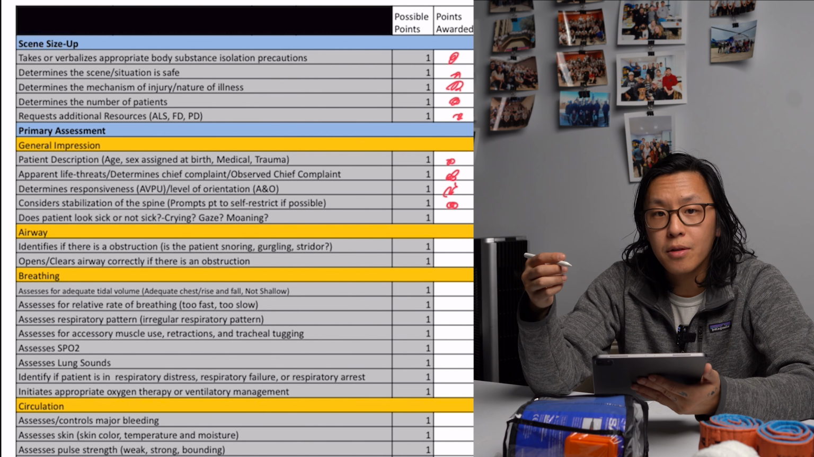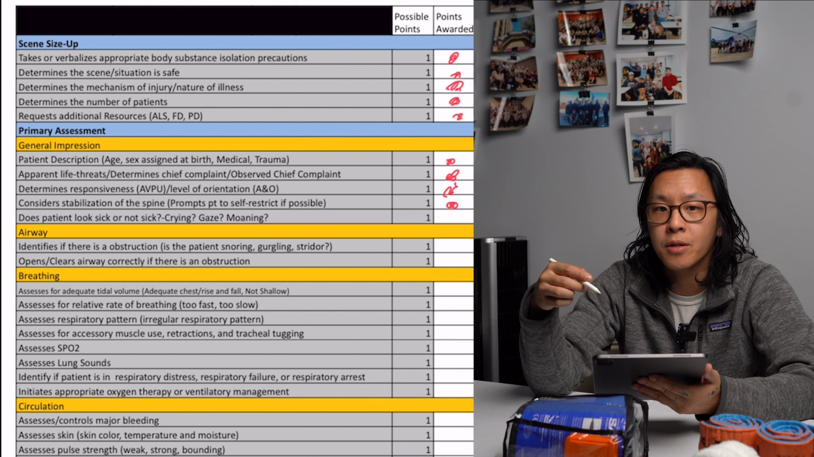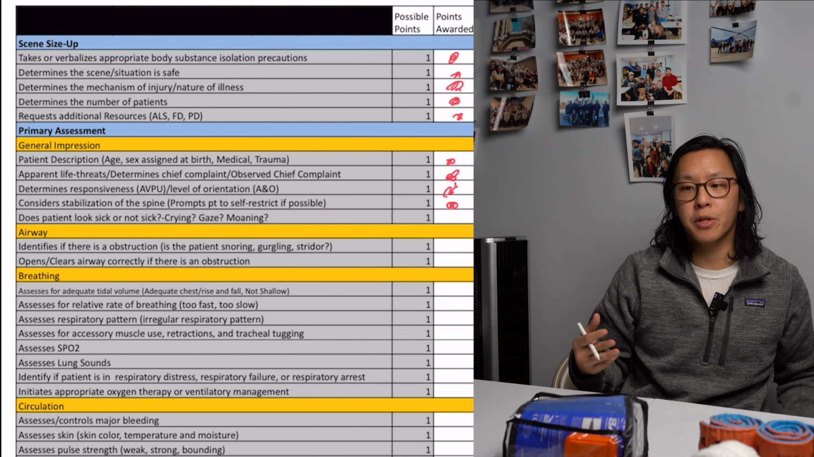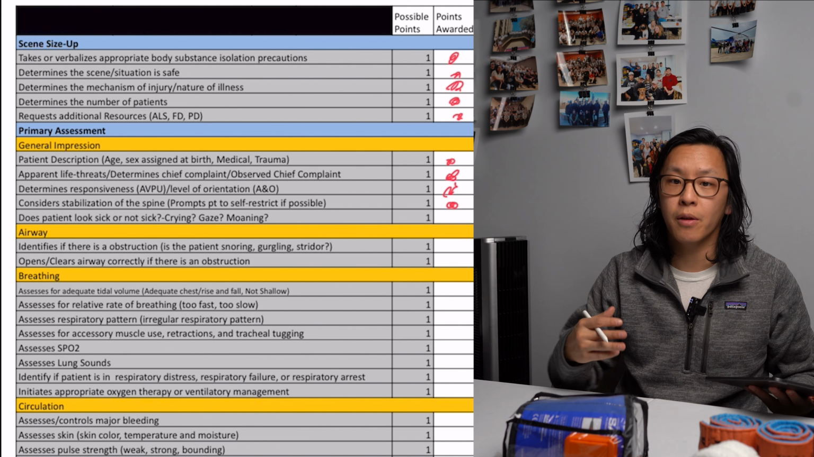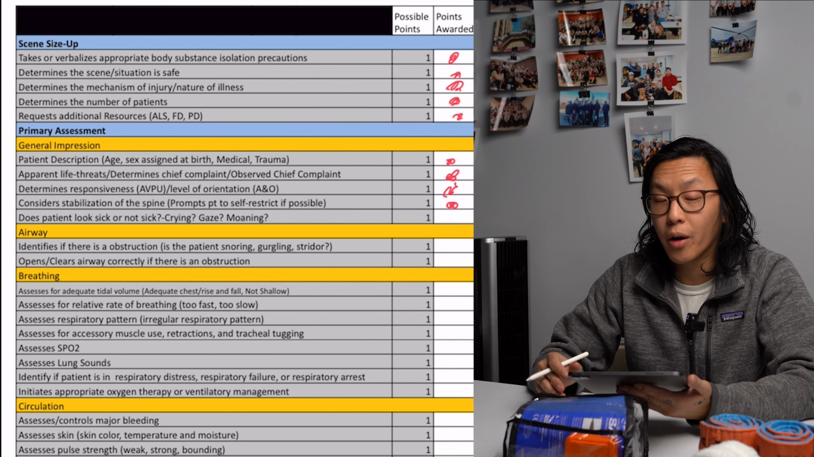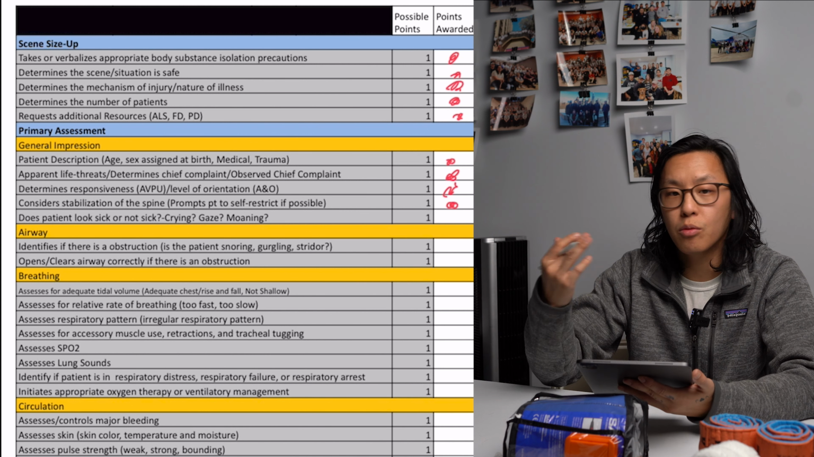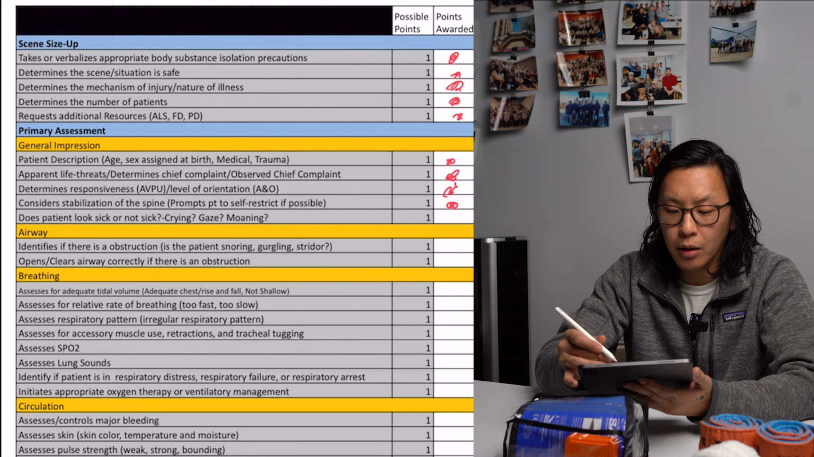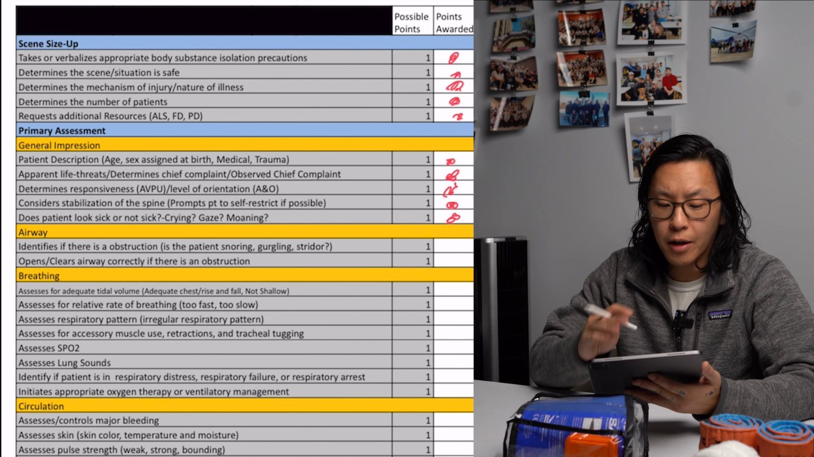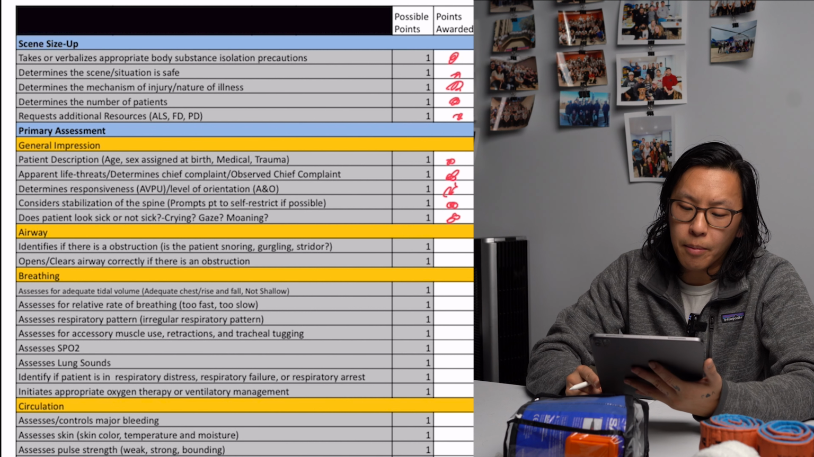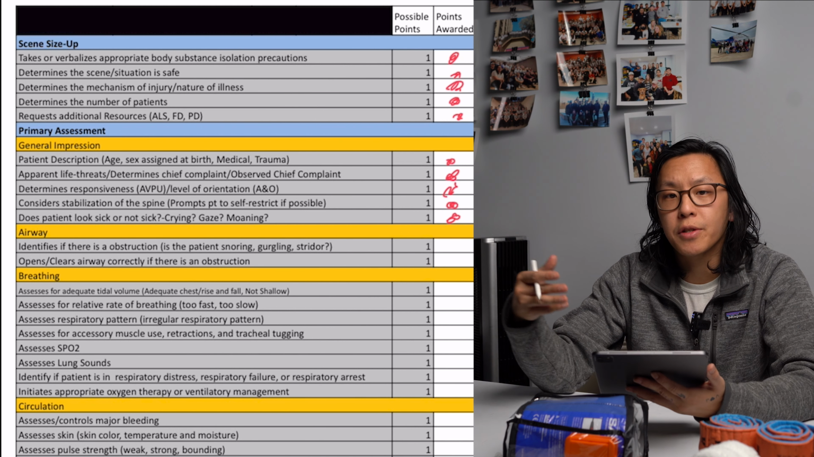Then based off the patient's presentation, are they in a certain position, like tripod position? Are they in fetal position? Are they crying? Are they anxious? What is their skin color and moisture look like to you, right? This is all before we've laid a hand on them. Does the patient look sick or not sick, right? That's all general impression.